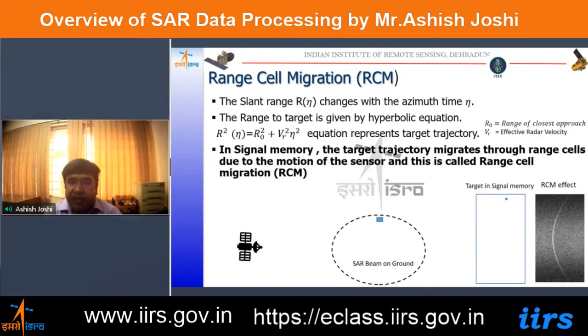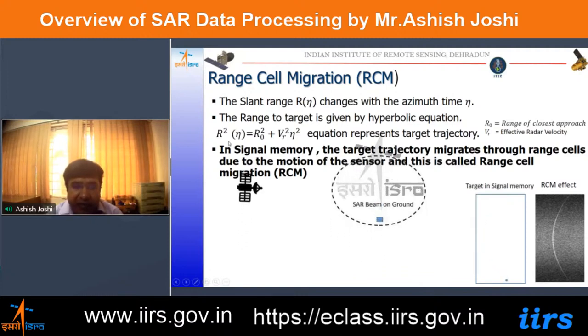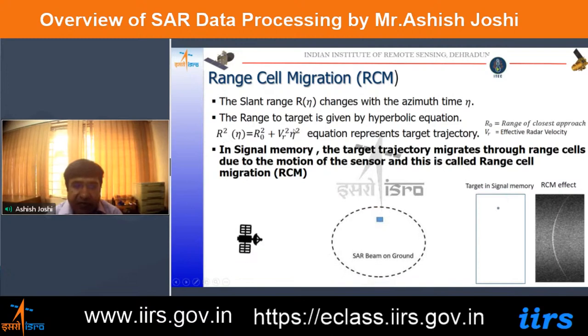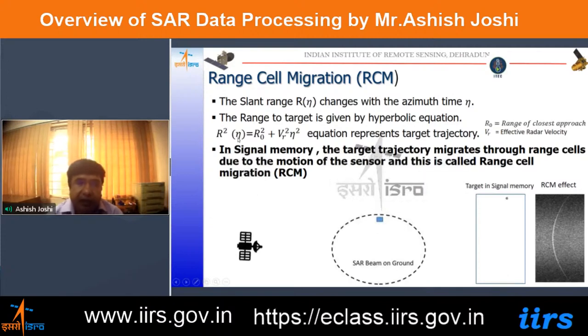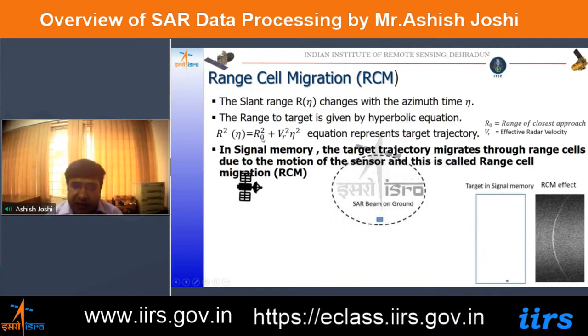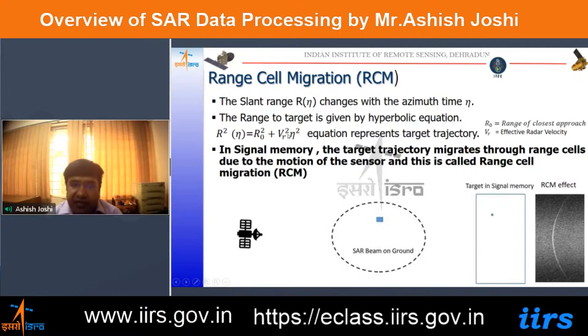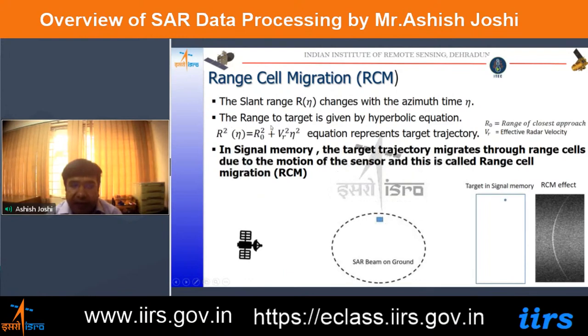Now in the data processing, we have many challenges in the SAR. The first challenge is the range cell migration. In the SAR, as the radar moves in this direction and the SAR beam is in this direction, the range to the target follows this hyperbolic equation. Means at any instance, the range to the target is given by this formula. R0 is the minimum slant range, VR is the effective velocity, and this is the time. Okay, this is called the hyperbolic equation.